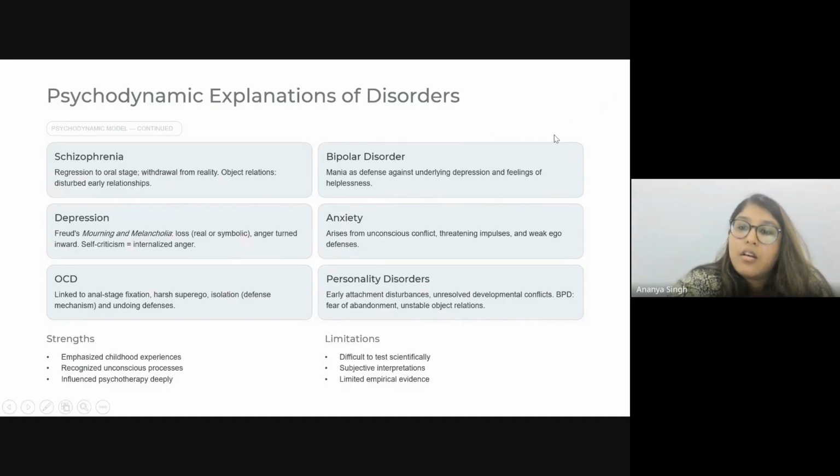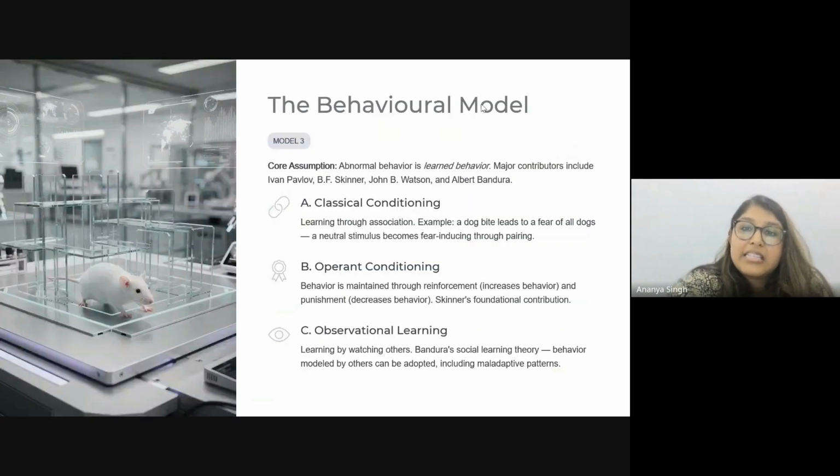All right. Moving on. Next is the behavioral model. The core assumption is again that all abnormal behavior is learned. In classical conditioning, it is learned through association. Say, I am bitten by a dog, and then I go on to develop cynophobia, which is the intense fear, phobia of dogs. So there is a pairing of a neutral stimulus with a painful experience. So that stimulus is then constantly feared by me.